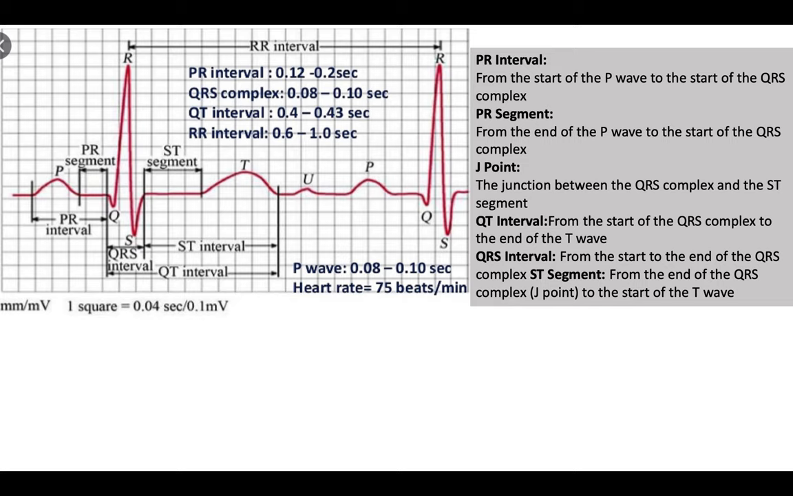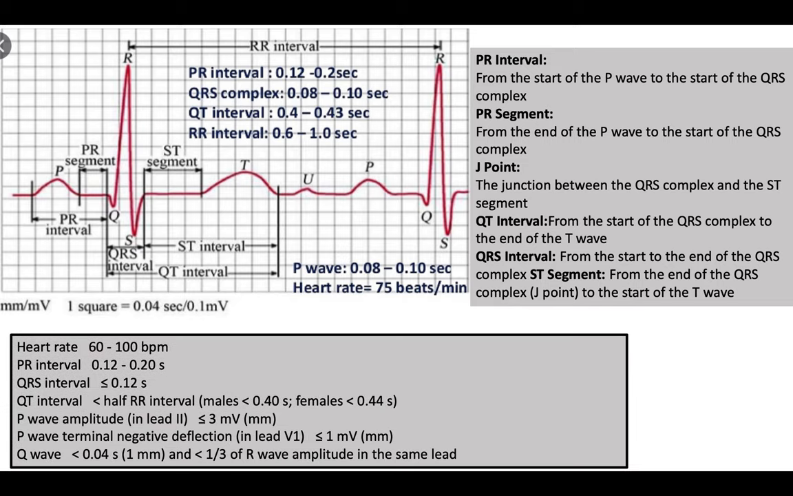Now, the main thing to remember is this. A normal heart rate is 60 to 100 beats per minute. Anything above or below that is a pathological condition. The PR interval, as you can see here, is measured from the start of the P wave to the start of the R, and that is usually 0.12 to 0.2 seconds. Anything above or below that could indicate pathology.